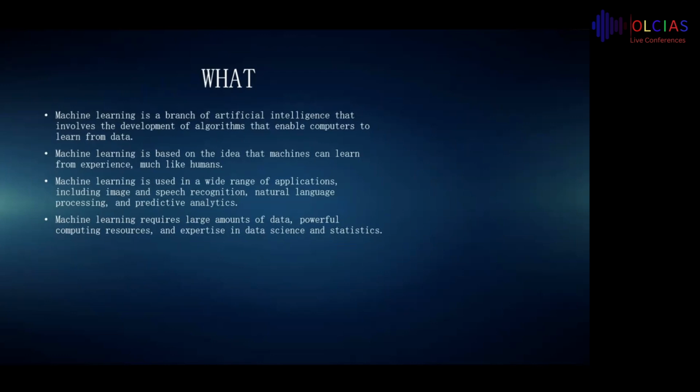Machine learning systems can improve over time as they are exposed to more data, making them more accurate and efficient. Machine learning is used in a variety of applications in different fields, such as healthcare, finance, retail, and manufacturing. For example, machine learning algorithms are used in image and speech recognition to identify objects in images or transcribe speech into text. In natural language processing, machine learning is used to analyze and understand human languages. Predictive analytics is another popular application of machine learning, which involves using historical data to make predictions about future events.